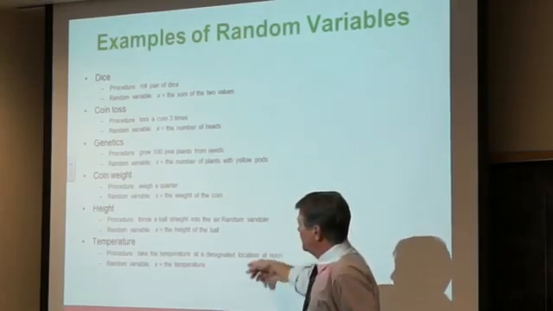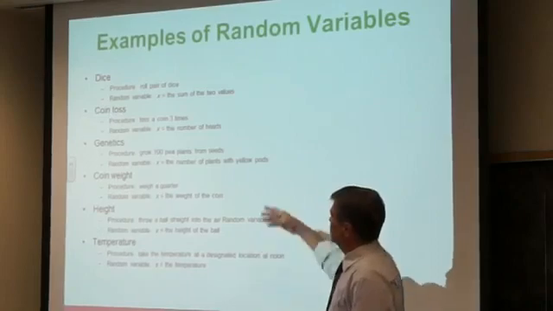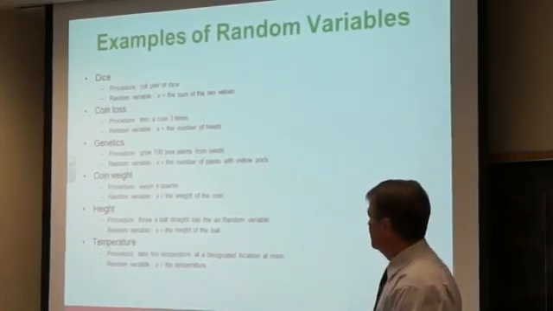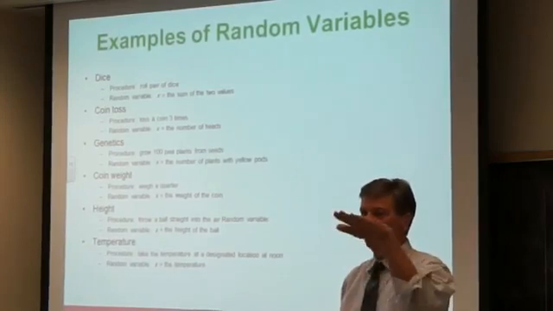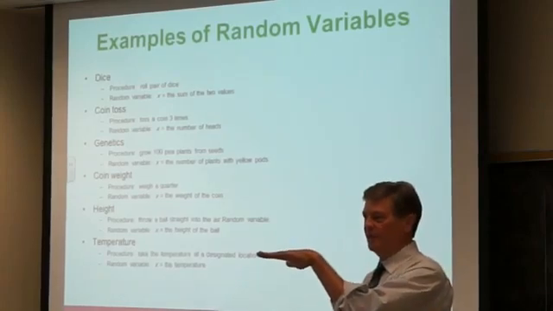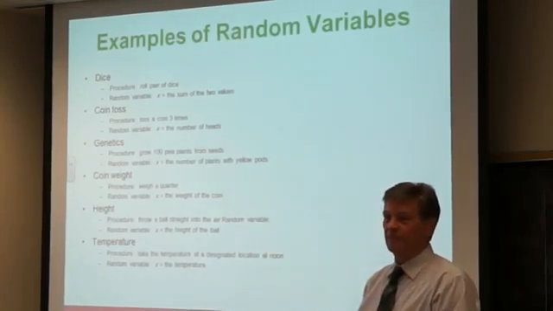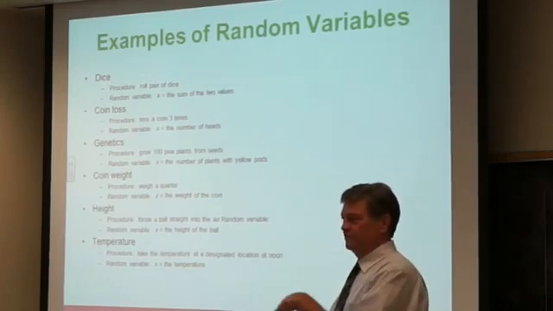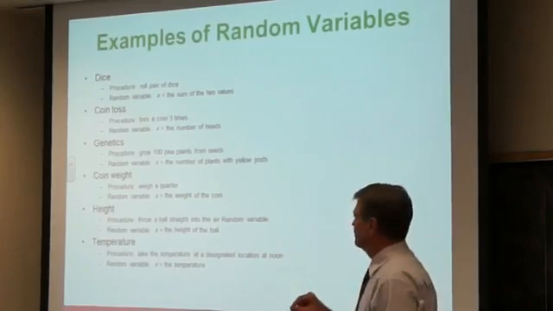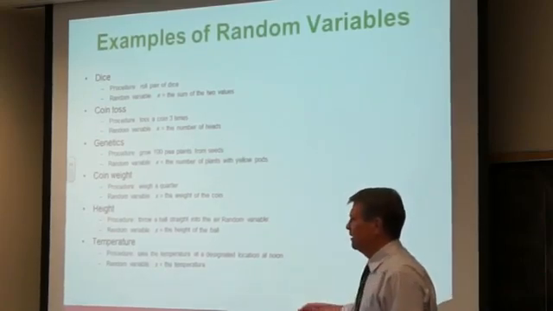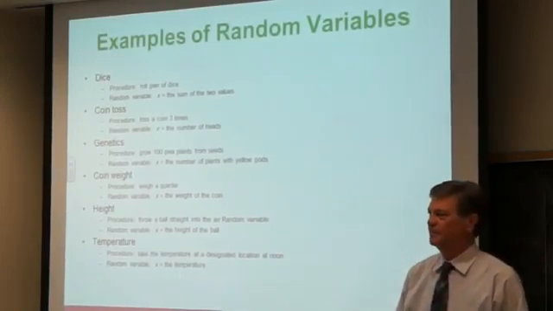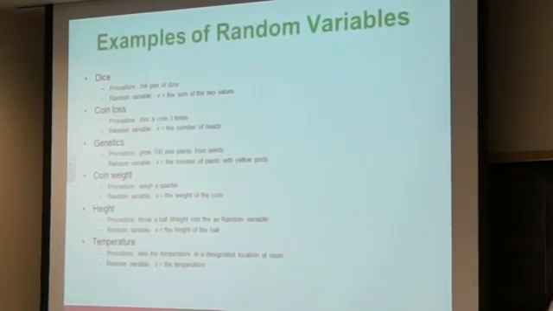The last 3 are a little bit different in the sense that they are measurements. The first 3 are counts, the second 3 are measurements. My procedure could be select one of you at random and measure your height. I don't know that value, that height, in advance. That's my random variable. I know the range of it, but I can't say precisely which value is going to occur. Temperature, we can talk about going to the steps of Mallory Hall and looking at the temperature at noon. Examples of random variables.